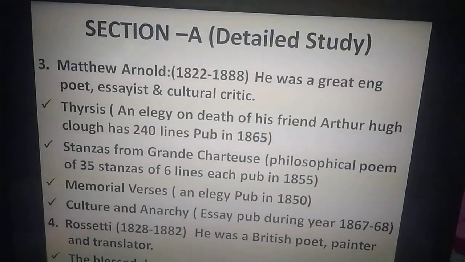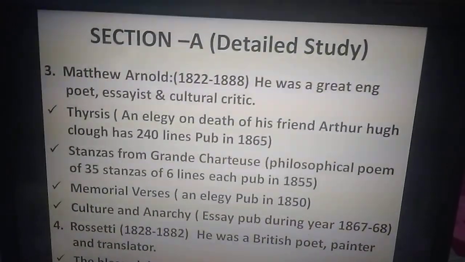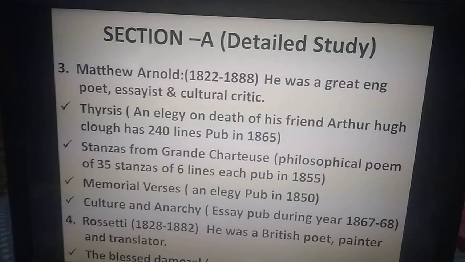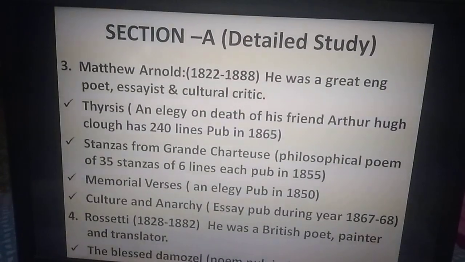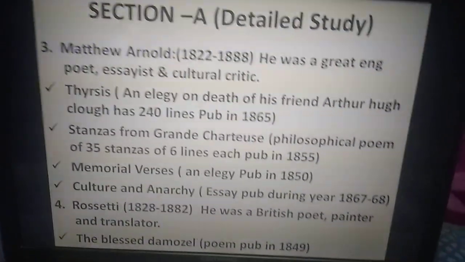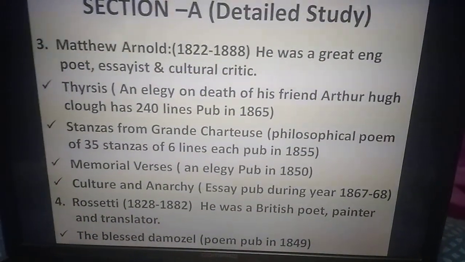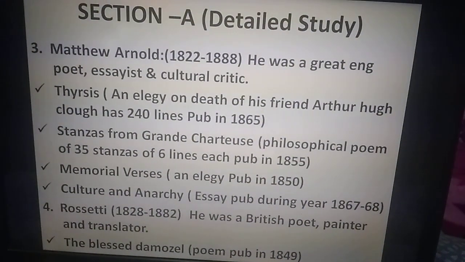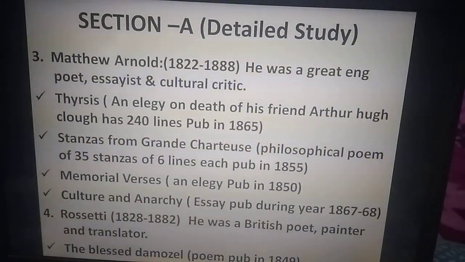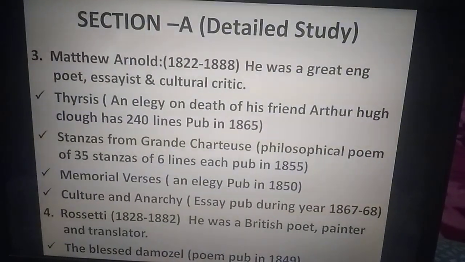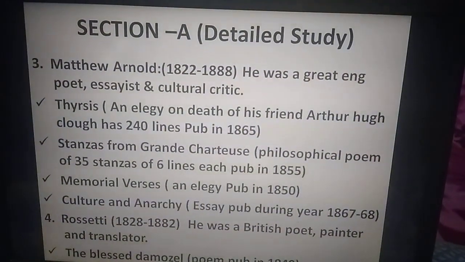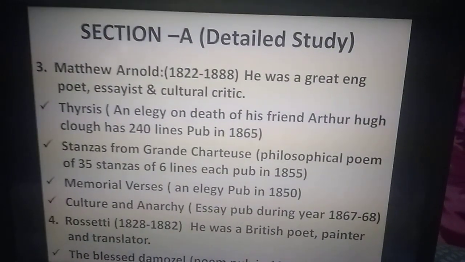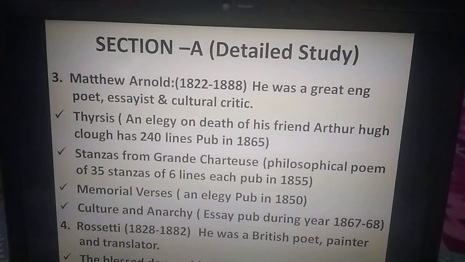The next author in the syllabus is Matthew Arnold. He was born in 1822 and died in 1888. He was a great English poet, essayist, and cultural critic. We have four works of his in our syllabus. The first is a poem, Thyrsis. It is an elegy written on the death of his bosom friend, Arthur Hugh Clough. It has 240 lines. It was published in 1865.